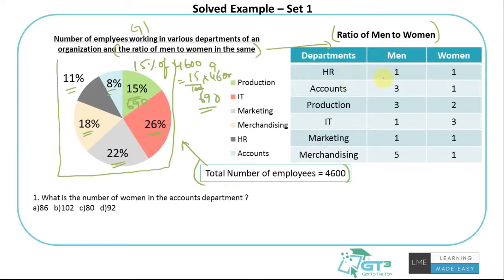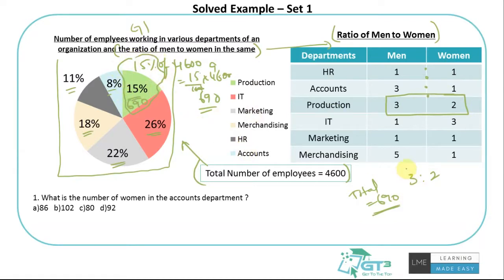In HR, the ratio of men to women is 1:1. In accounts, the ratio is 3:1. If I ask you how many women are working in production, I know the ratio is 3:2. I know the total is 690. How did I get this? I got this from this table, this graph.